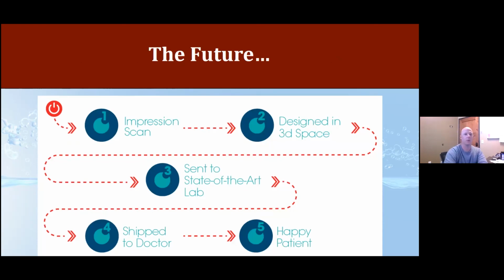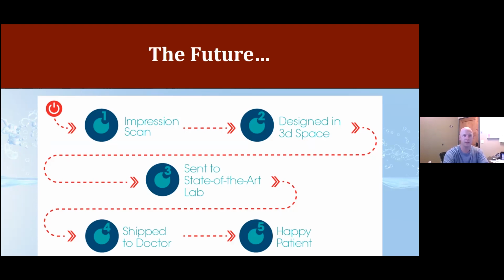So, what is the future of keratoconus? What's the future of scleral contact lens fitting? What technologies are coming down the pipeline here to help us and help patients who have keratoconus?